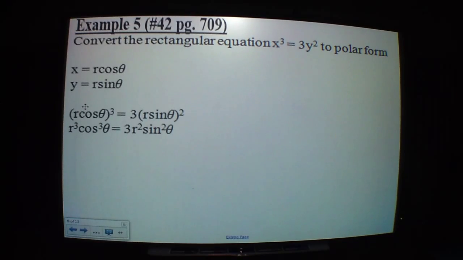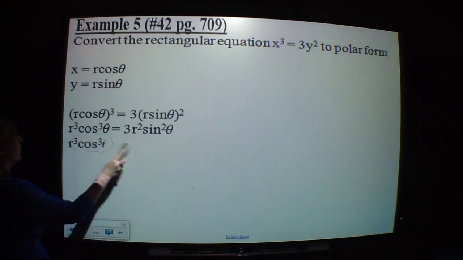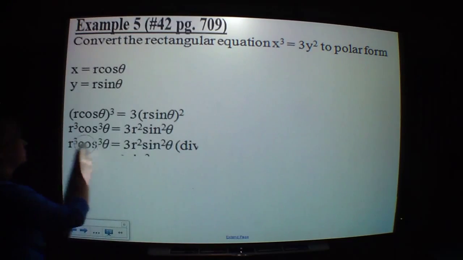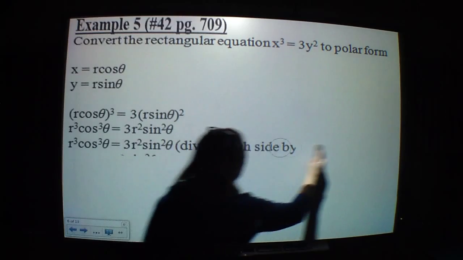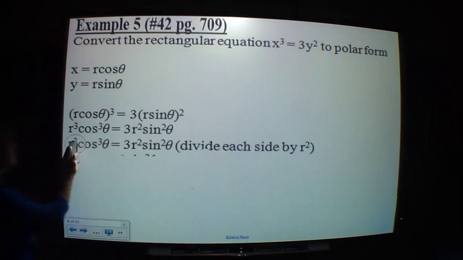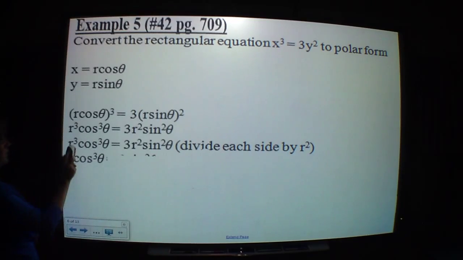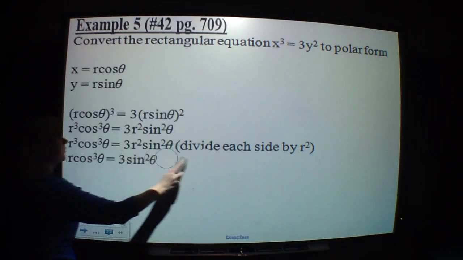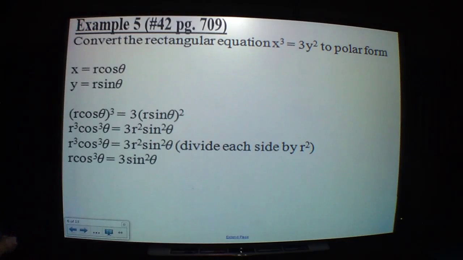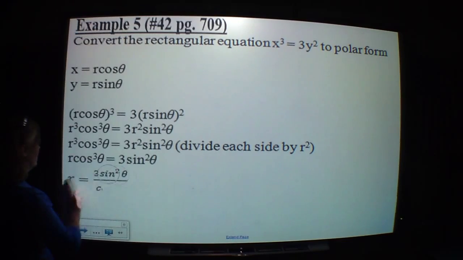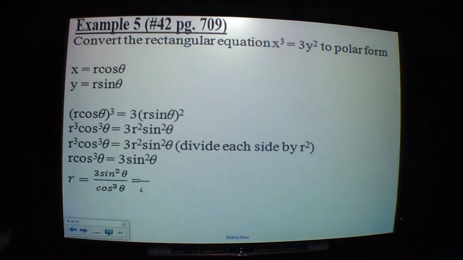We want to solve for r. Okay, we want to solve this for r. So we take this equation and we're going to divide each side by r squared. If we do that, we'll get r here and that r will disappear. So that's what we did there. Divide by cosine cubed of theta. So that's what r is equal to.